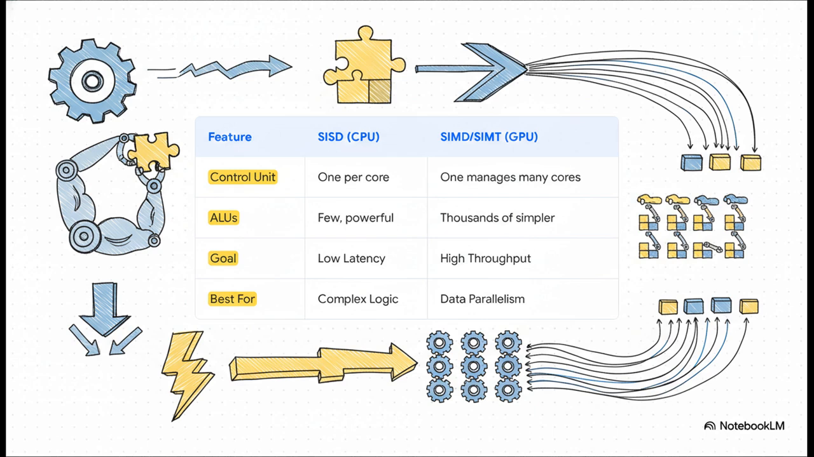Now look at the GPU. Its goal is totally different: high throughput. It wants to get the most jobs done at once, period. And it does that with thousands of simpler, less powerful ALUs. So you see, it's not about which is better. It's that they're designed for completely different things: complex logic versus massive, massive data parallelism.